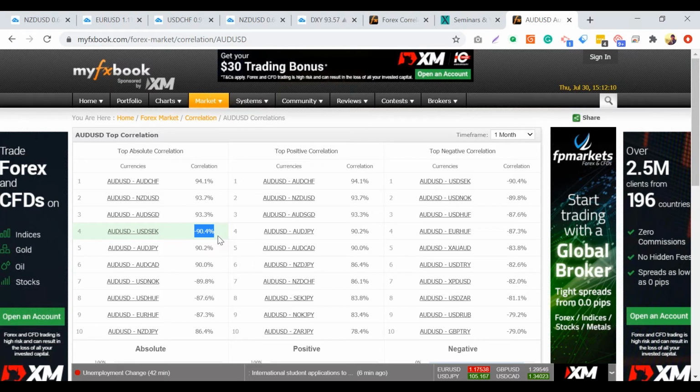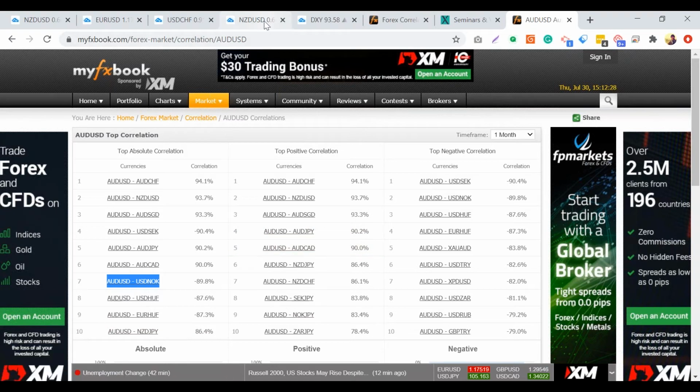So what does it mean when it's negative? It means that when one was going up, the other was going down, right? So you can see that in Aussie dollar and dollar NOK too. One was going up and one was going down. Now, how can I use this to help me?